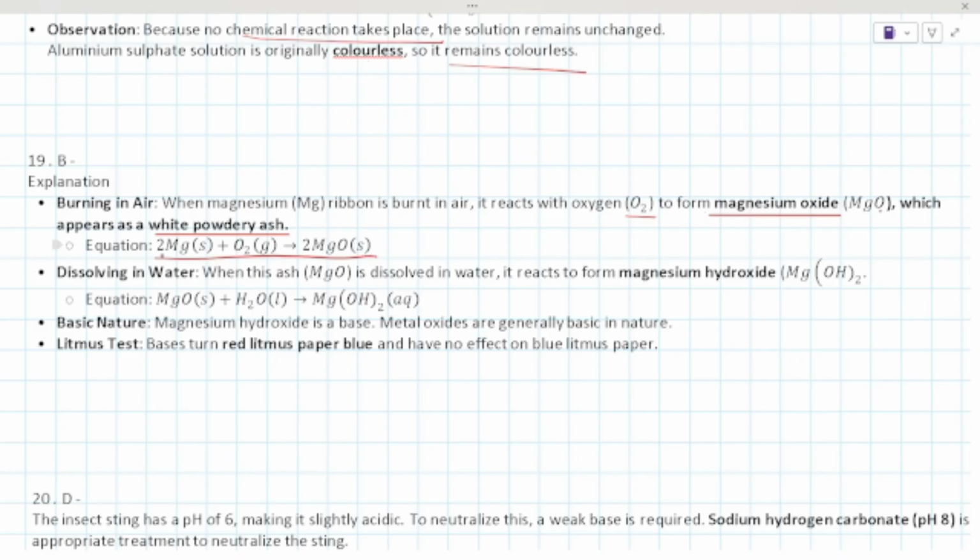It will be 2Mg plus O2, reacting with oxygen to form 2MgO, magnesium oxide. Now, dissolving in water: MgO, magnesium oxide, dissolved in water H2O, will be Mg(OH)2. That will be an aqueous solution. And its basic nature: magnesium hydroxide is a base, and metal oxides are generally basic. That turns red litmus blue, and has no effect on blue litmus. Is it clear?